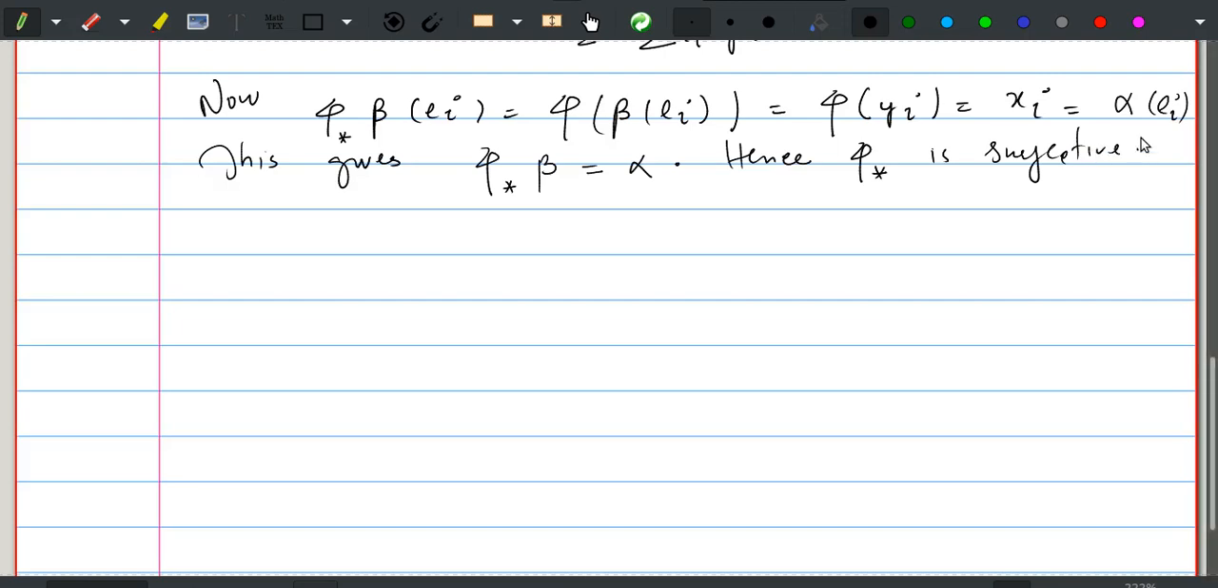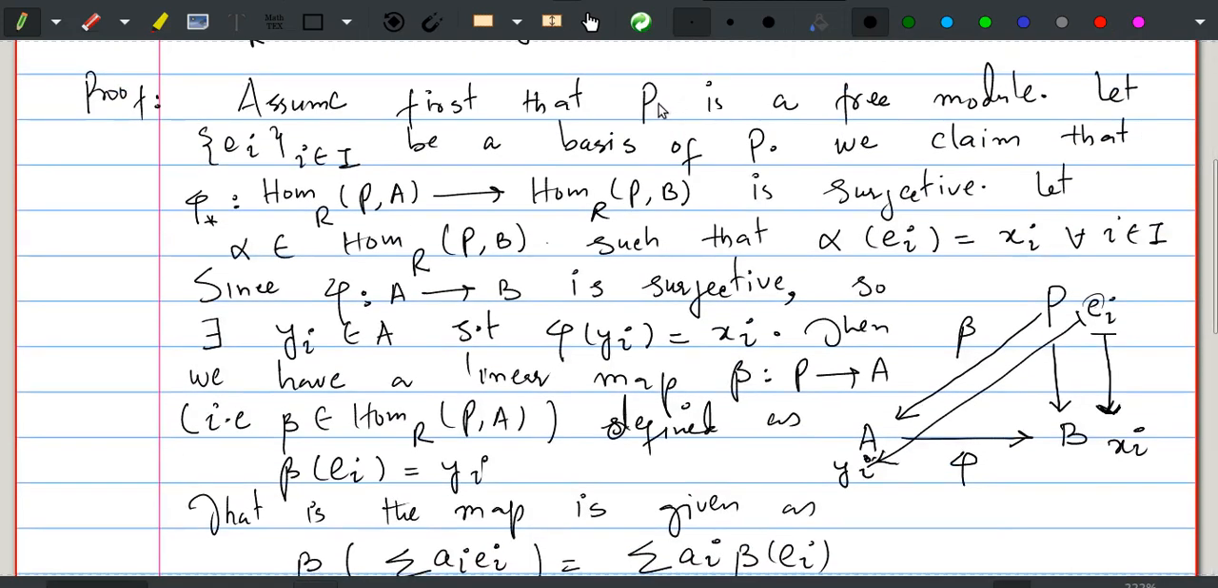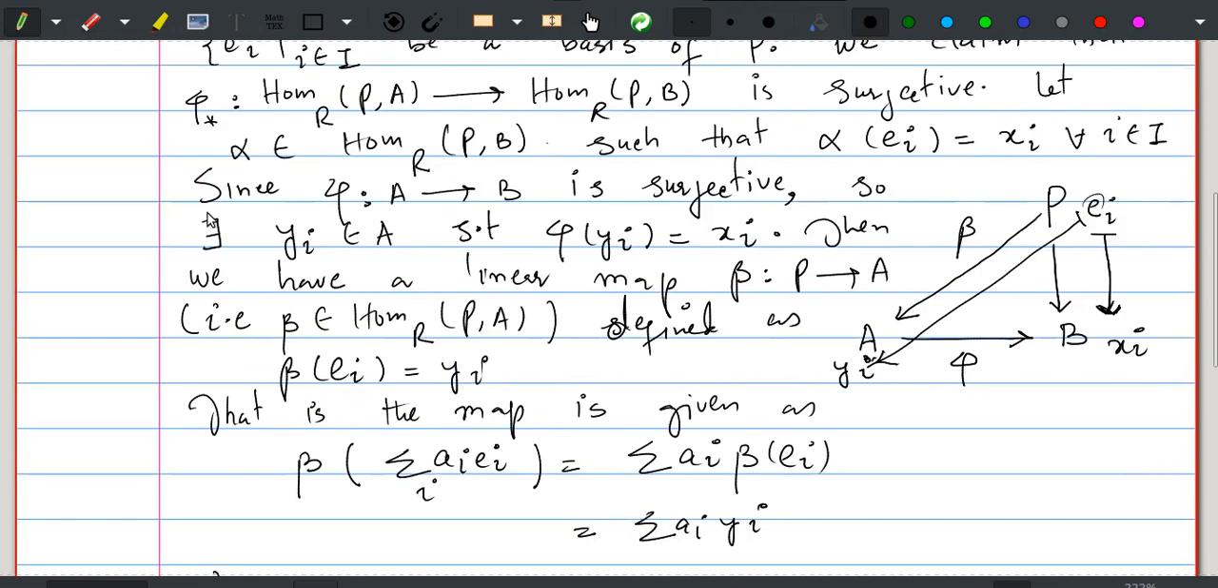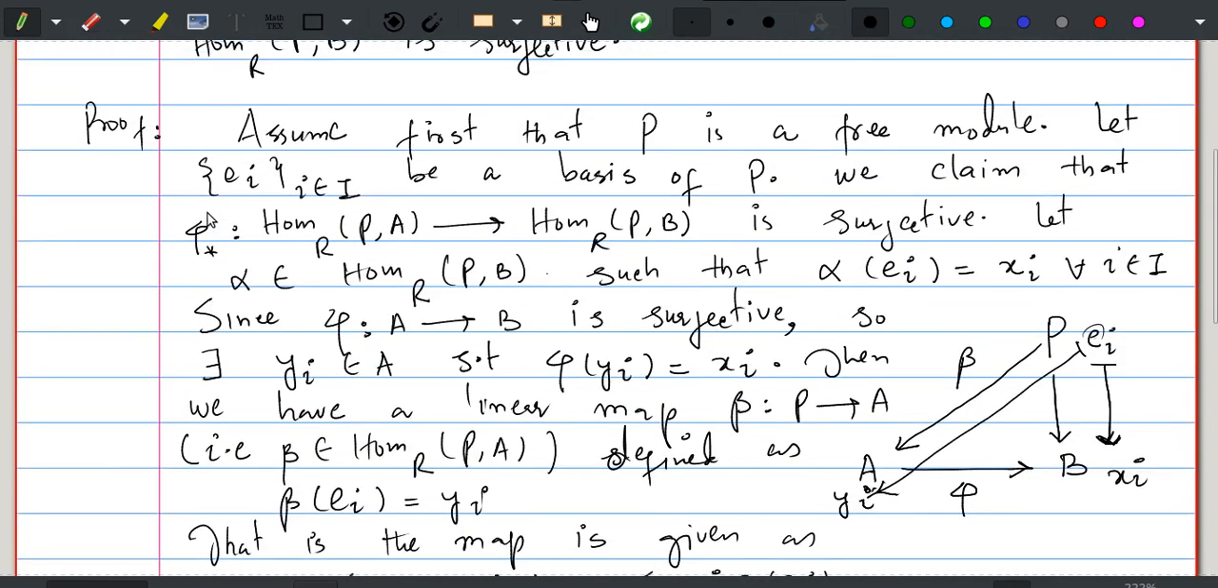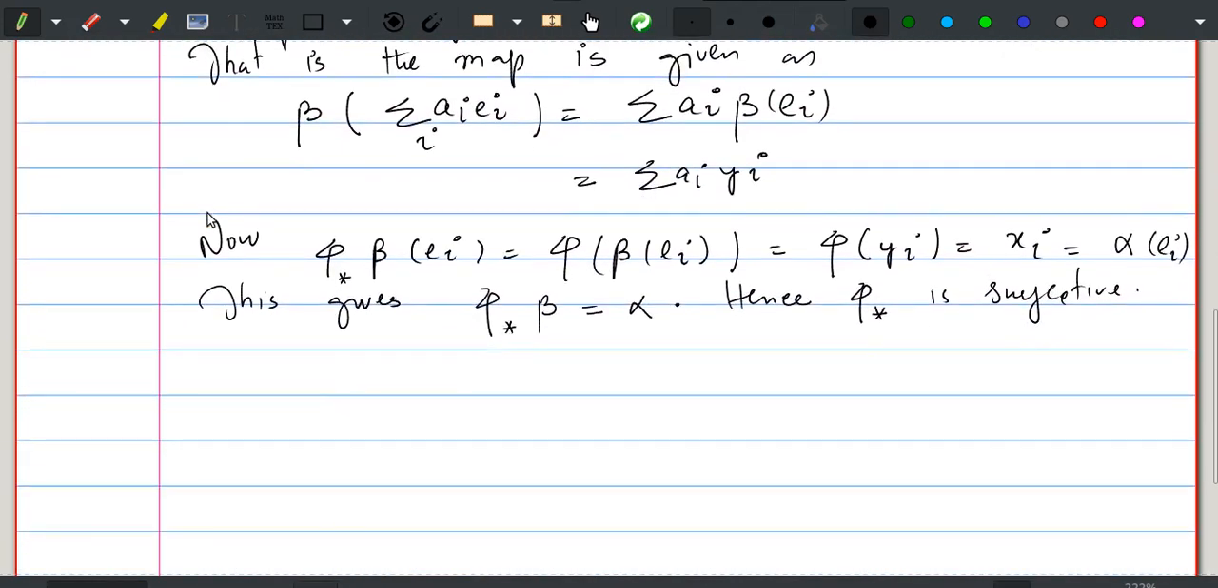So we have proved that if P is free, then this induced homomorphism is surjective. But we have to prove it for projective modules: if P is projective, then this phi star is surjective. Now we are going to assume that P is projective.